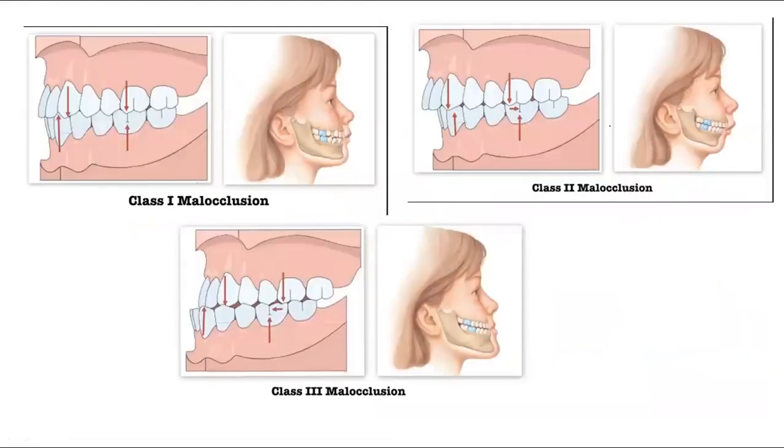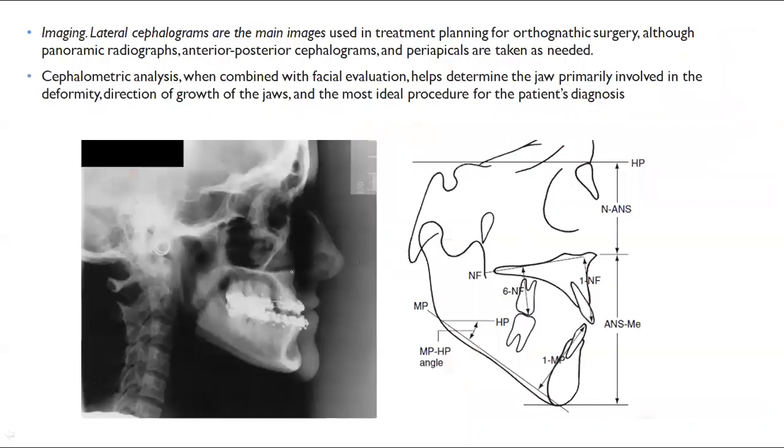So here this is class 1, here class 2, where you see the maxilla looks like it is protruding, here, right? See. And class 3, the mandibular incisors are more forward, it's like a prognathic jaw, the right word to use.